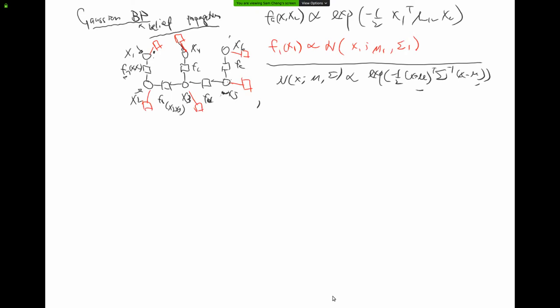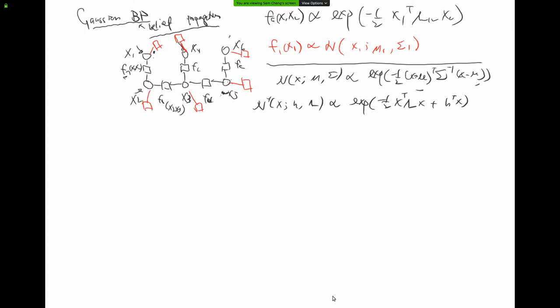And we can have a different form, known as the information form. We'll use h and lambda as the parameters instead. We'll have a form something like exponential minus 1/2 x transpose lambda x plus h transpose x. So I have a form like this, and I can convert one form to another.